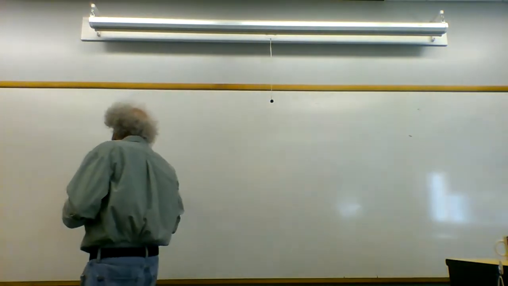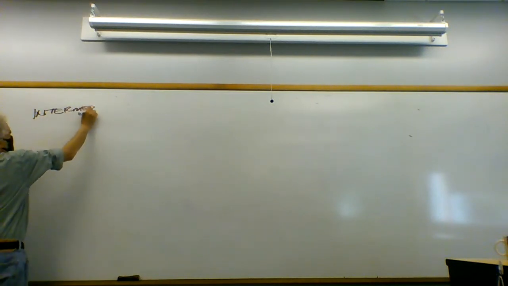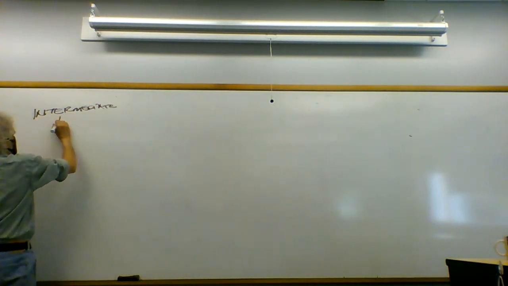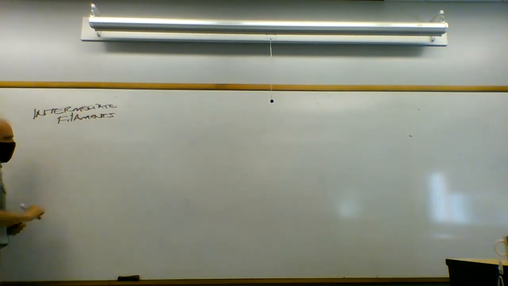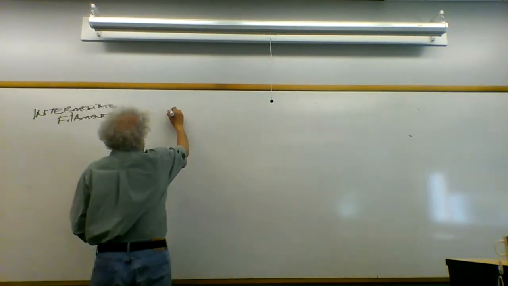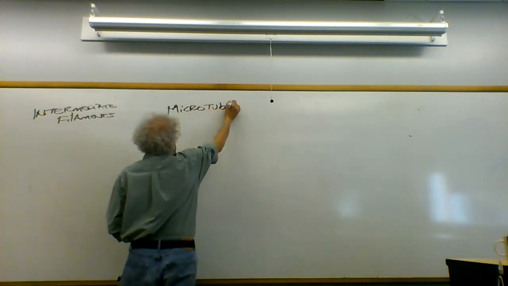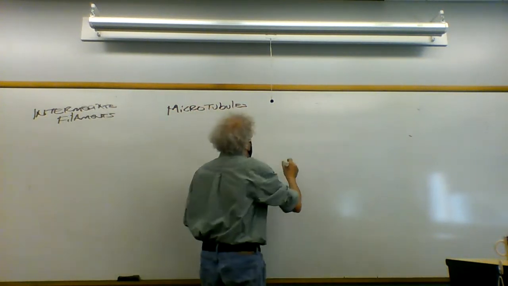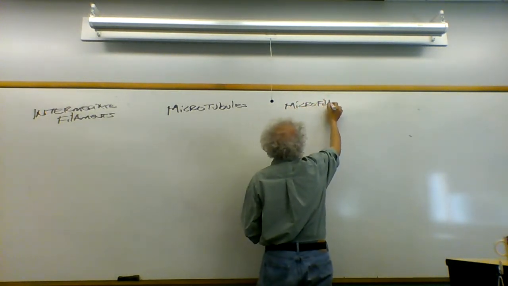So we've got then these three classes of cytoskeletal elements. The intermediate filaments, and perhaps because they are less complicated, we take them first, but they were not the first to be discovered. Intermediate filaments, and then we've got microtubules, and lastly, microfilaments.